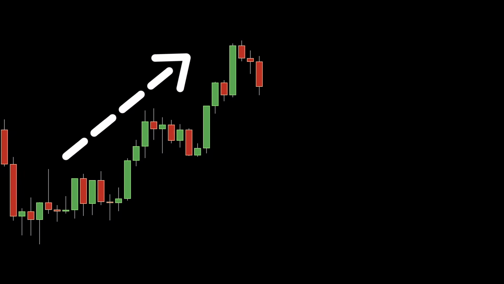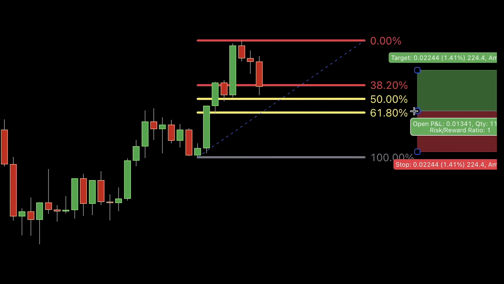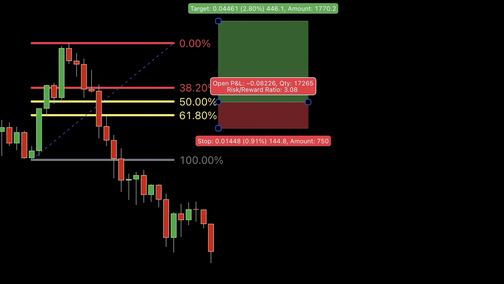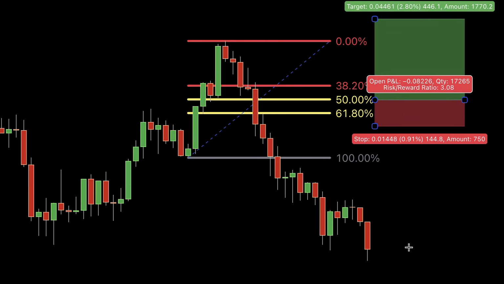In this uptrend, we see a strong impulsive move to the upside, followed by a retracement. We draw the Fibonacci retracement from the beginning of the move to its highest point and place our entry within the area between the 50% and 61.8% levels, commonly known as the golden zone. However, instead of reversing higher, the market continues to move lower, breaking through the golden zone and eventually hitting our stop loss. As a result, the trade ends in a loss.